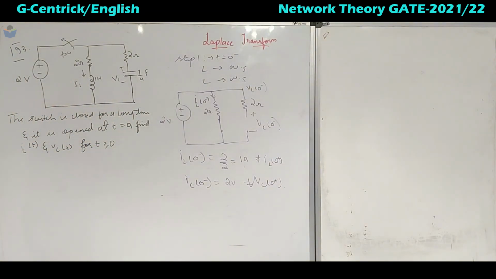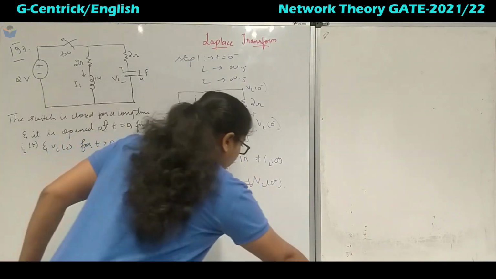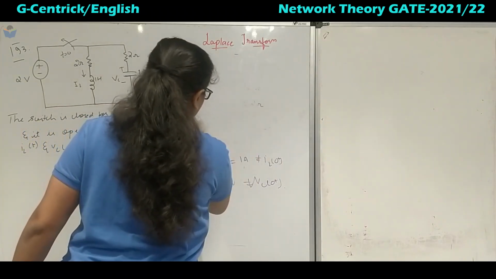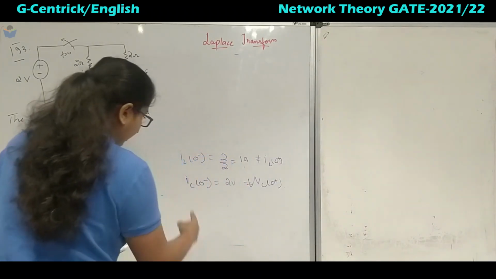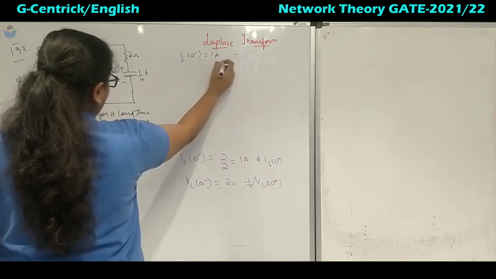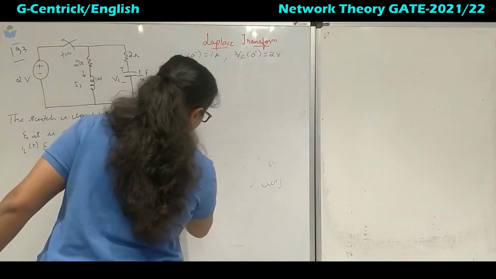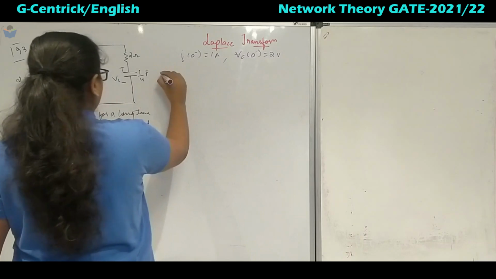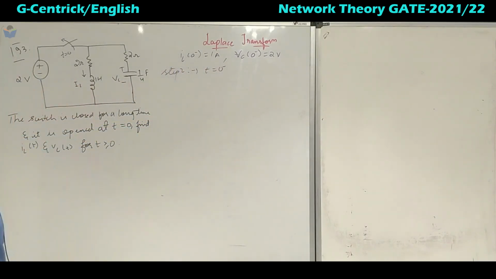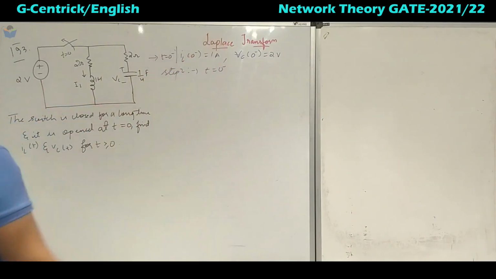Okay, so now what we have to do, we will go to step 2. So I'll rub this circuit. In step 2, we will see that, I'll shift this up. So IL of 0 minus is 1 ampere and Vc of 0 minus is 2 volt. Okay, now coming to step number 2, at t is equal to 0 plus. So this is the value at t is equal to 0 minus.